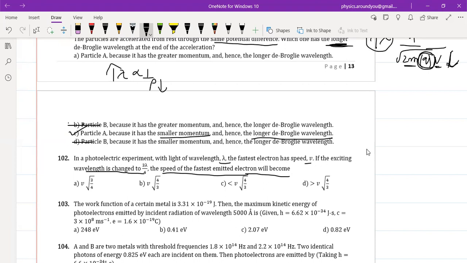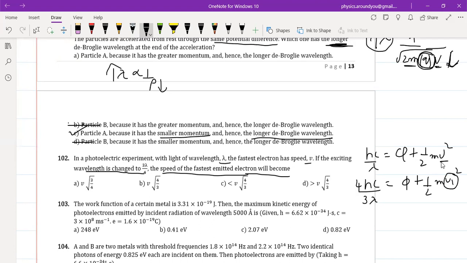So what we'll do is Einstein's photoelectric equation: hc by lambda is equal to phi plus half mv square. That is for the first electron. For the second electron, lambda has become 3 lambda by 4. So if I write it, 4 hc by 3 lambda should be equal to phi plus half mv1 square. Now, from these two equations, I am expected to solve for V1 in terms of only V.